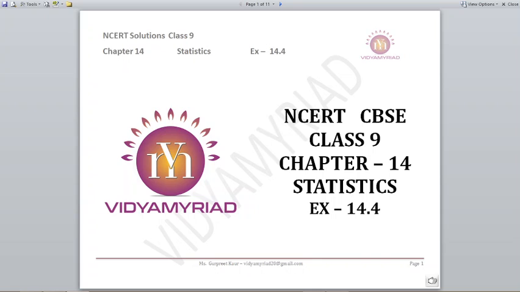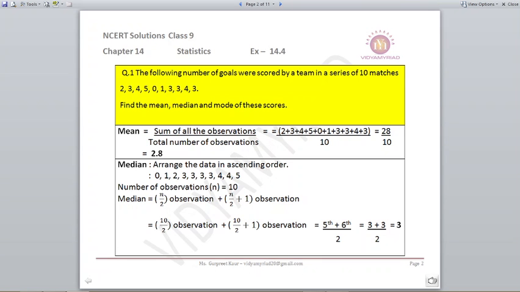This video is made for class 9 on chapter number 14, Statistics, and today we have reached the last exercise, that is 14.4 from NCERT. Now before we begin with the exercise, there are three things which you need to know: mean, median and mode.